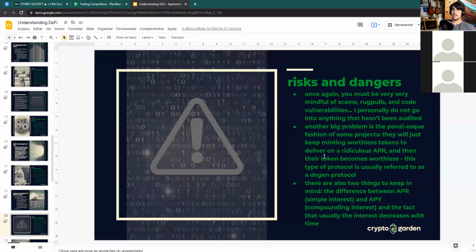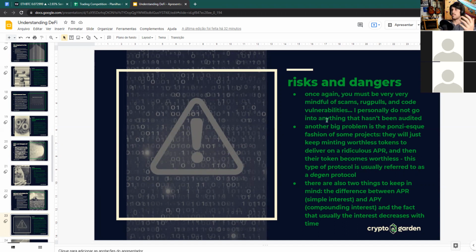Okay. Let's not get too much time into that because if we did, it would be the entire night right here. So another big problem is the Ponzi nature of some of these projects, right? They just keep minting the worthless token to deliver on a promise like a ridiculous APR, and the token just becomes worthless. Now, this is what we usually call the degen protocols, right?